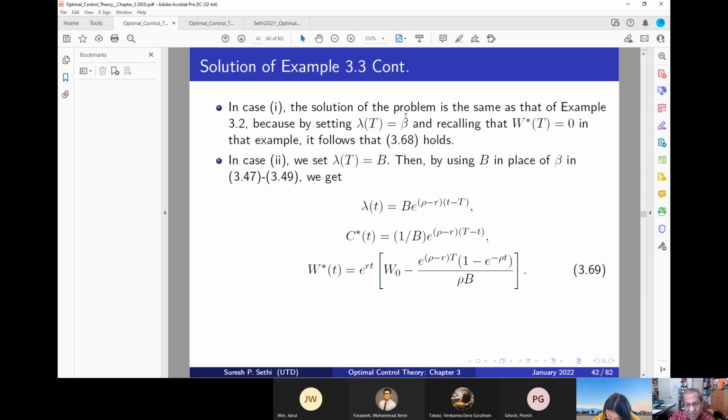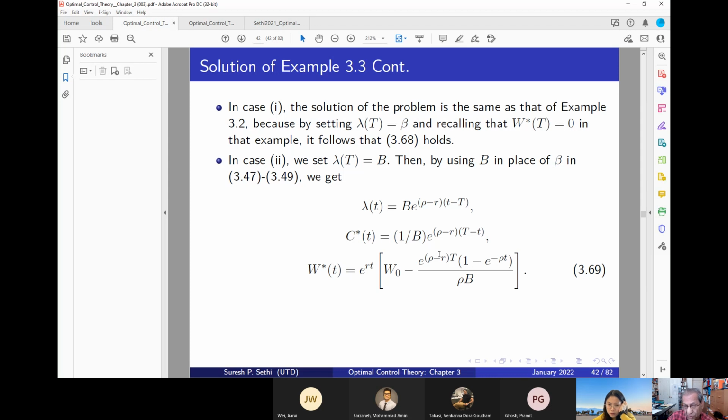So now we put lambda T exactly equal to B. When we put lambda T exactly equal to B, C star T will be exactly this. Remember, beta has now become B here, if you compare with the previous problem. So the C star T exactly becomes this. And when you put this C star T, the lambda T is exactly this. And now the W star T can be solved, and it is exactly this. And now you can put capital T here and find whatever the wealth is.